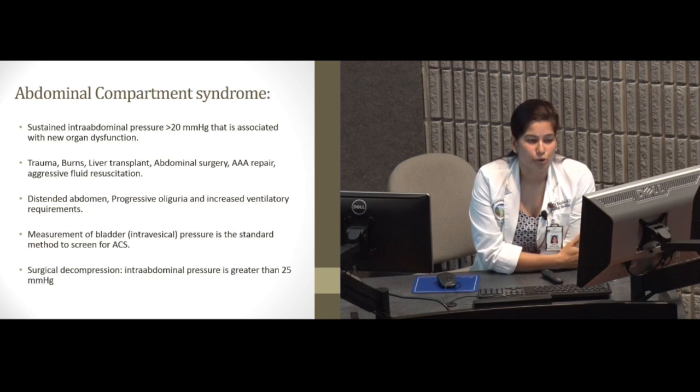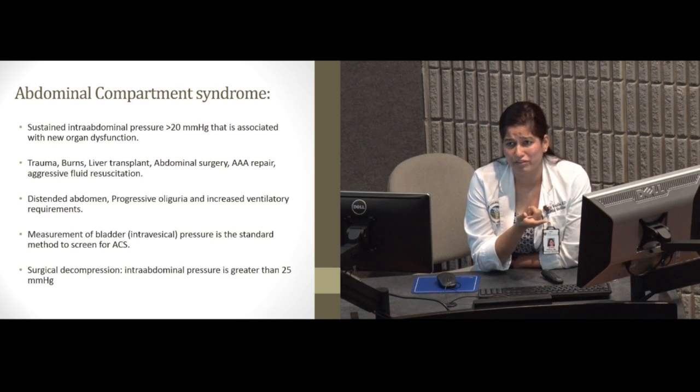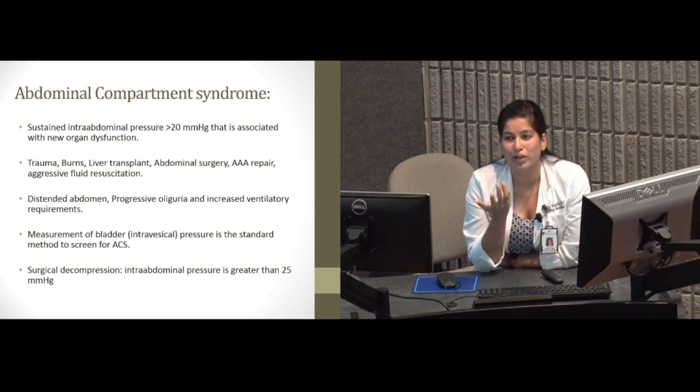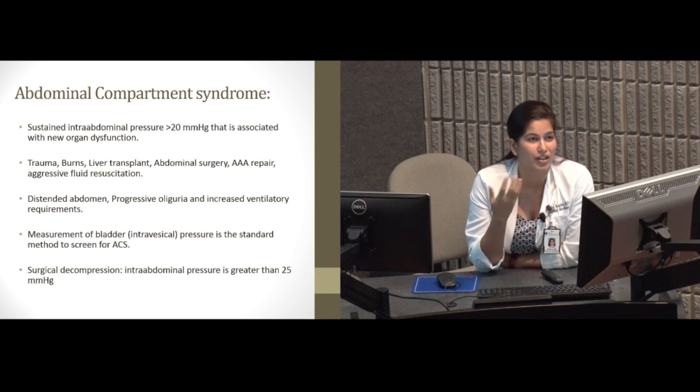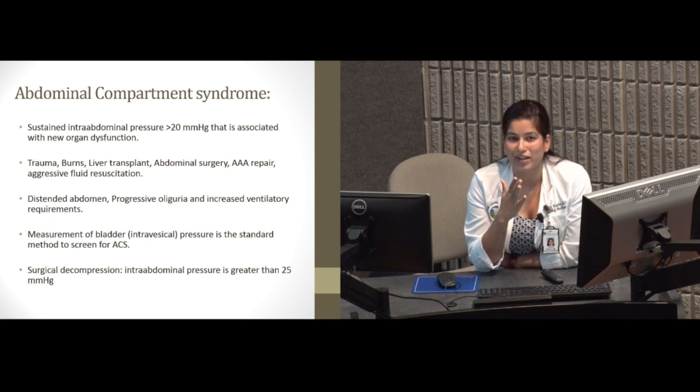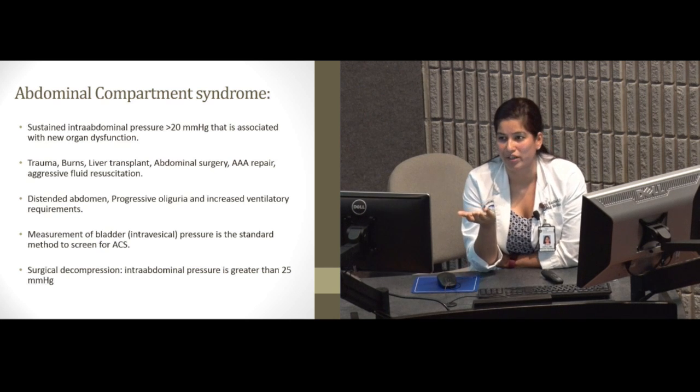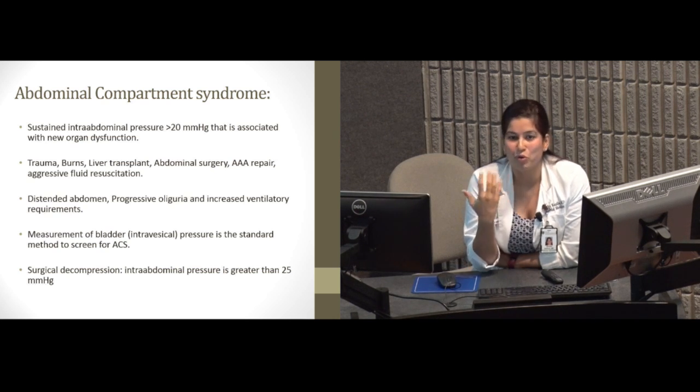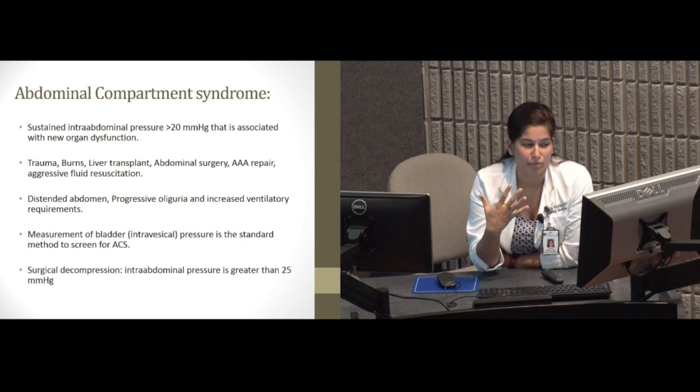So I'll just go through the quick things here. We've talked about that if pressure is more than 20, there is a chance this patient is going to have organ dysfunction, and various organs are affected. I'll show you the slides. What kind of patients will you see? Somebody who has abdominal surgery, AAA repair, burns patient, liver transplant, anybody who's had abdominal intervention, or like our patient who got a bunch of fluid and they are not moving the fluid, it's getting third spaced in their abdomen, so they are having distended abdomen.